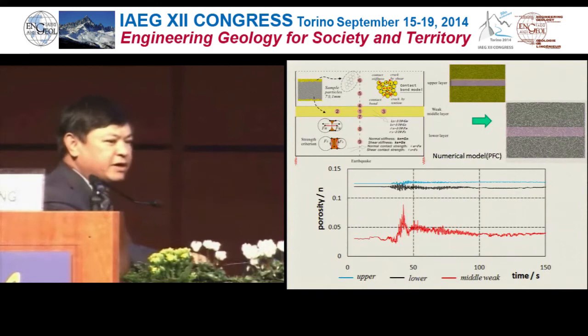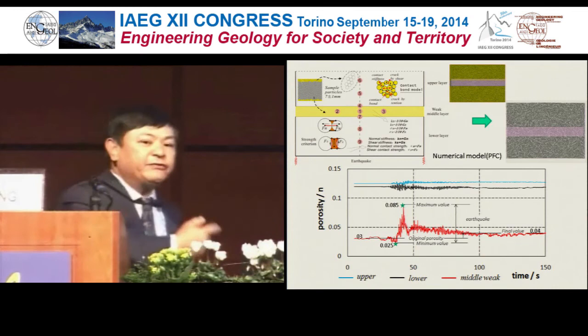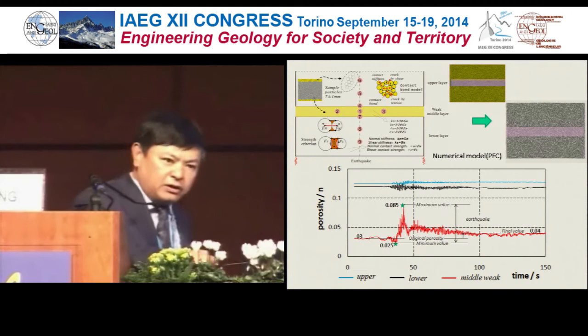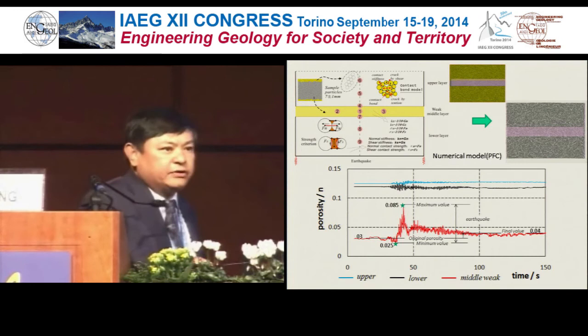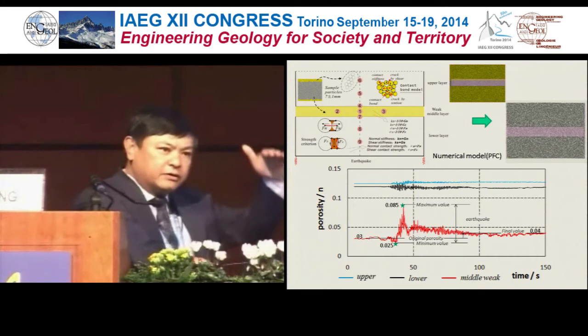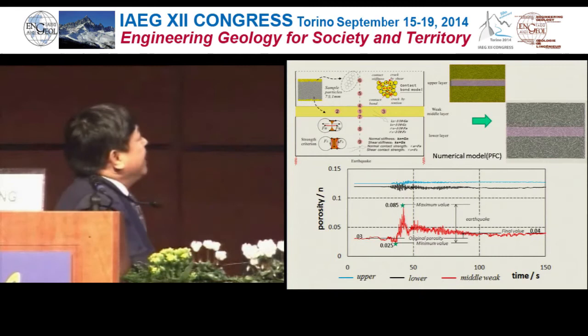So we did a simulation of this kind of phenomenon, and this curve shows the density variation. We can see that within 50 seconds after the earthquake, the slip zone shows high dilatancy because of vibration. This is a very strange phenomenon: during the vibration, because of the vertical vibration, the density does not become compressed, but swells and dilates.